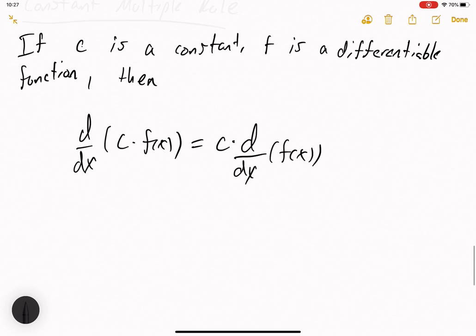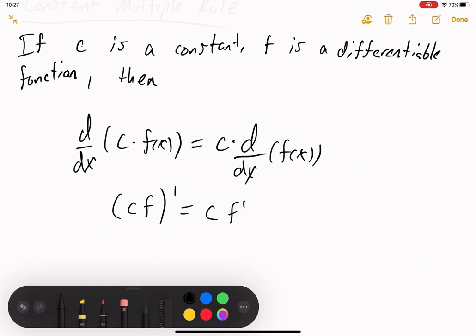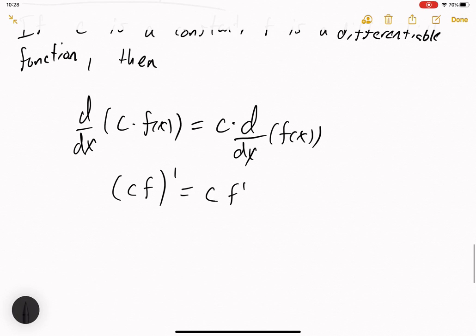And then we can write that in terms of prime notation, because sometimes it's a bit easier to write it like this. The derivative of cf is just equal to c f prime. So basically what this means is we can pull out constants from the derivative. If you multiply a function by a constant, that's not going to change its derivative. It's just going to be that constant times the derivative. So that's pretty nice.